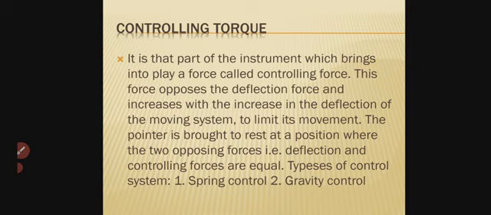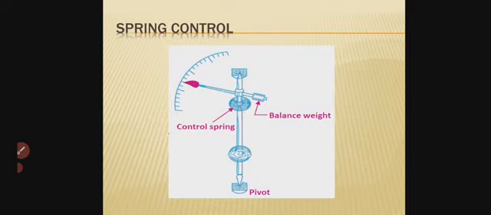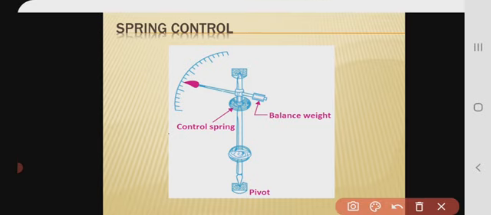The controlling torque in indicating instruments may be provided by two methods. One is spring control, another is gravity control. Let us first discuss spring control. This diagram shows the spring control method of a measuring instrument.